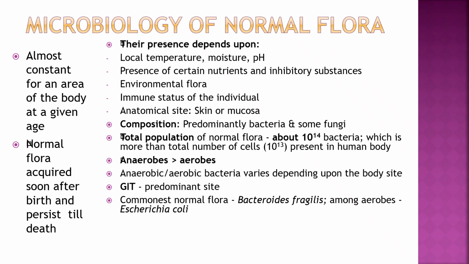Total population of normal flora is about 10 raised to 14 bacteria, which is more than the total number of cells, 10 raised to 13, present in our human body. Anaerobes are more than the aerobes. Anaerobic or aerobic bacteria vary depending upon the body site. GIT is the predominant site; commonest normal flora is Bacteroides fragilis, and among aerobes, Escherichia coli.